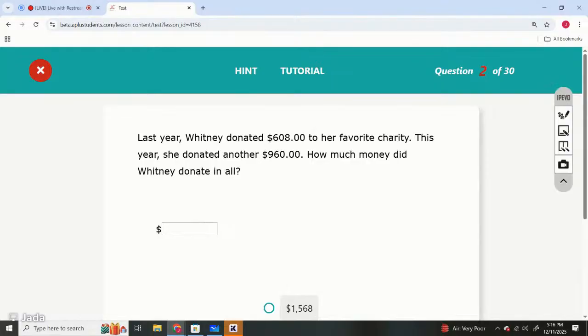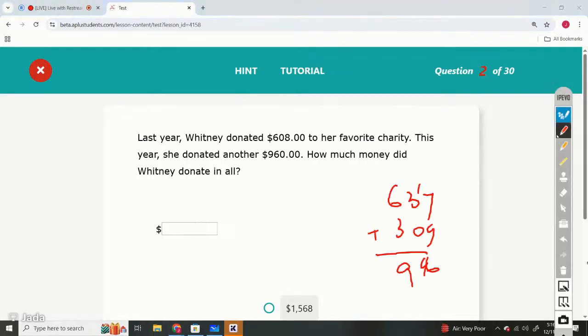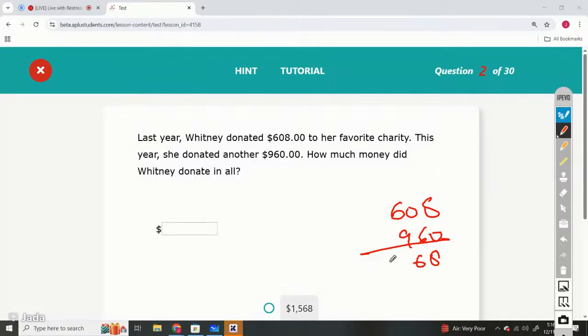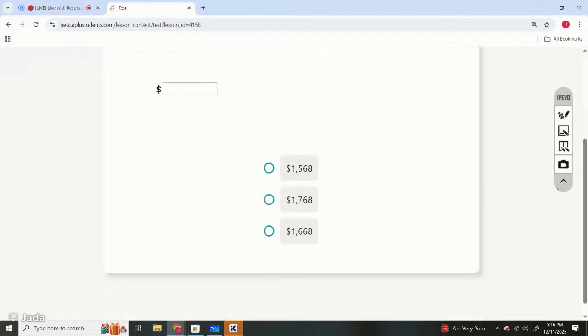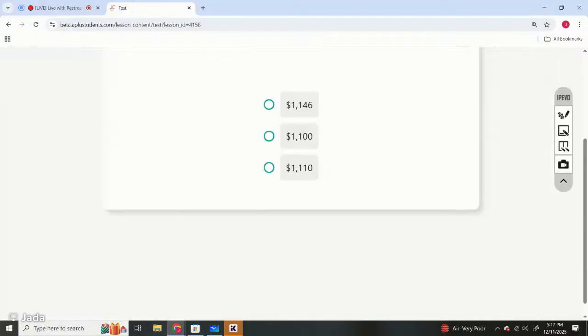Last year, Whitney donated $608 to her favorite charity. This year, she donated $960. How much money did Whitney donate in all? So we need to calculate how much she donated in all. So we need to add them. We have to do 608 and 960. 8 plus 0 is 8, 0 plus 6 is 6, and 9 plus 6 is 15. So that is 1568. Option number 1 is the correct option.